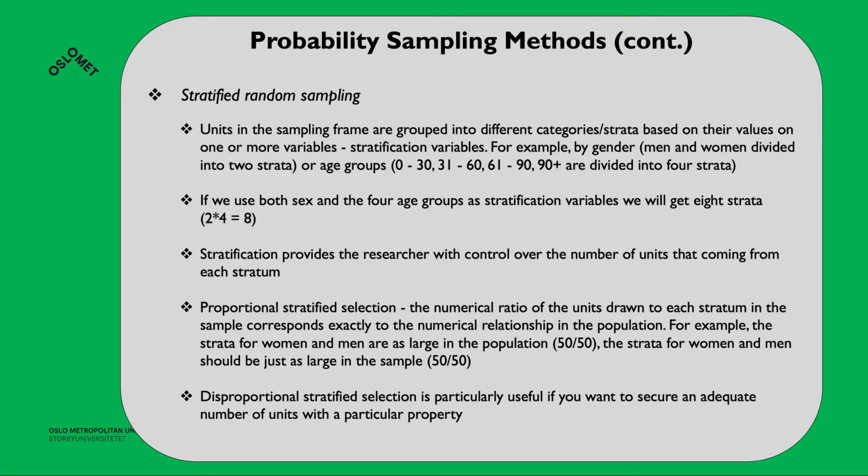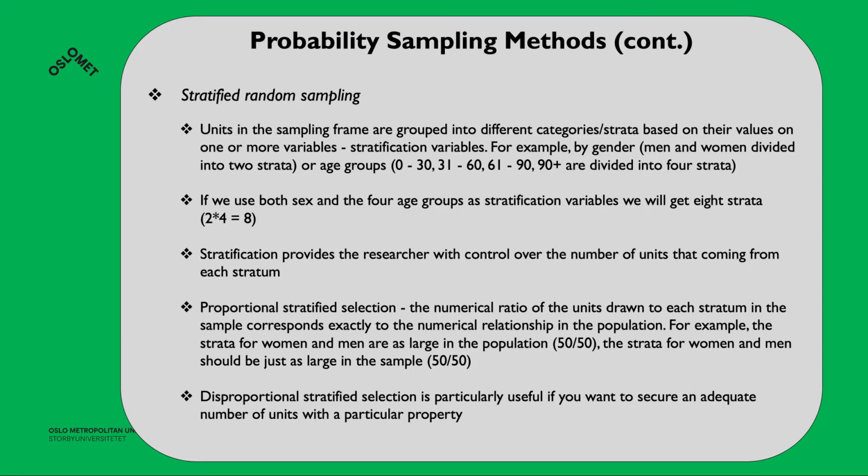And then you have stratified random sampling, where units in the sampling frame are grouped into different categories or strata based on their values on one or more variables, the so-called stratification variables. For example, by gender, men and women are divided into 2 strata, or age groups, 0 to 30, 31 to 60, 61 to 90, 90 plus, are divided into 4 strata. And if we choose to use both sex and the 4 age groups as stratification variables, we will get 8 strata. The stratification provides the researcher with control over the number of units that come from each stratum.